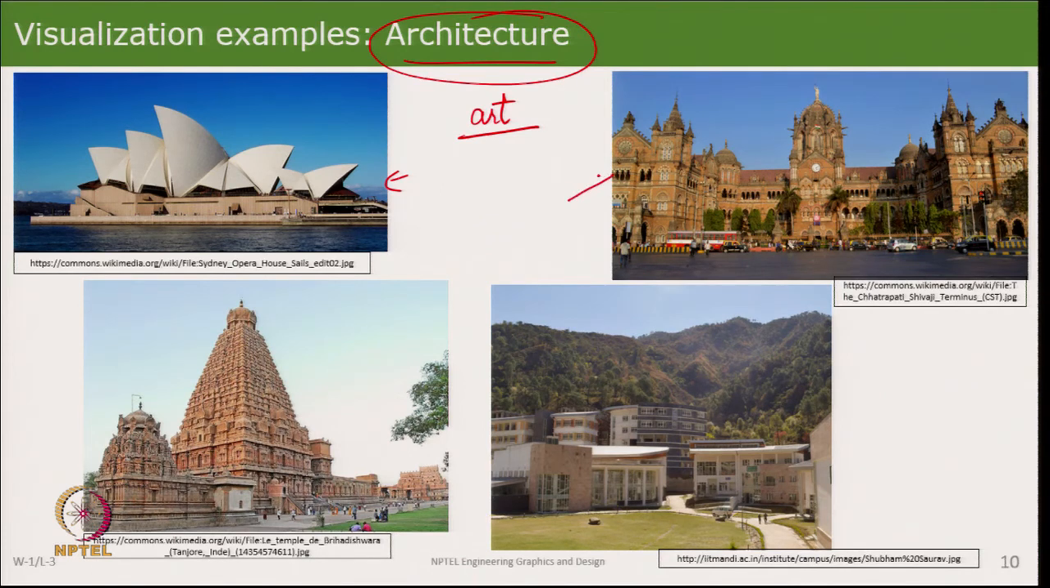On the right, this is the CST terminus at Mumbai. We can see the fact that the building is there, but outside it has so many features that make the building look very distinct and very appealing.